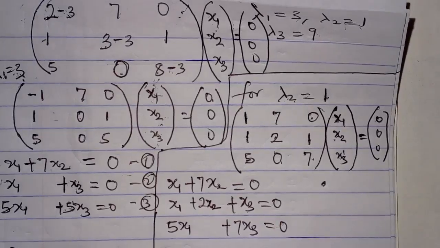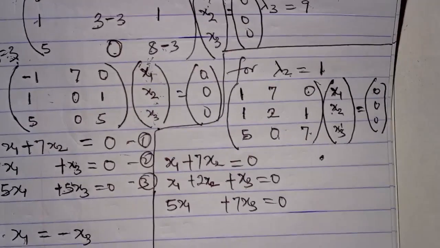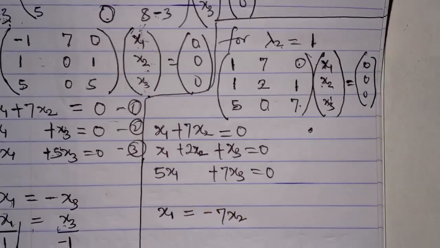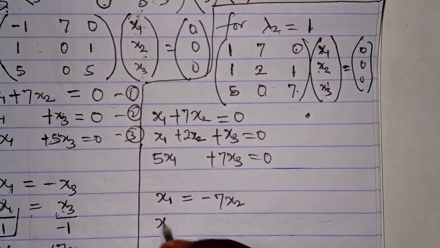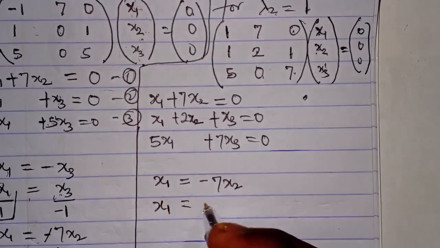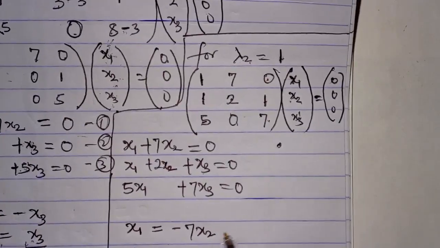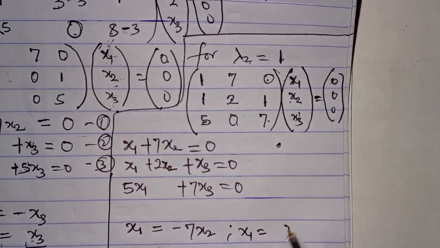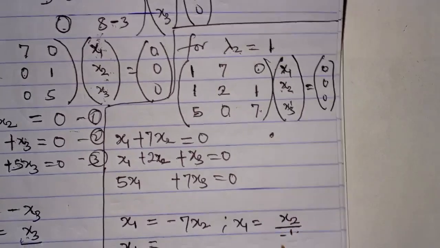Okay, so equation 1 is in terms of x1 and x2. Equation 3 is in terms of x1 and x3. So I can do something like this. From equation 1, x1 is equal to minus 7x2, right? And so I can say that x1 is equal to x2 all over minus 1 over 7. Do you agree with that?